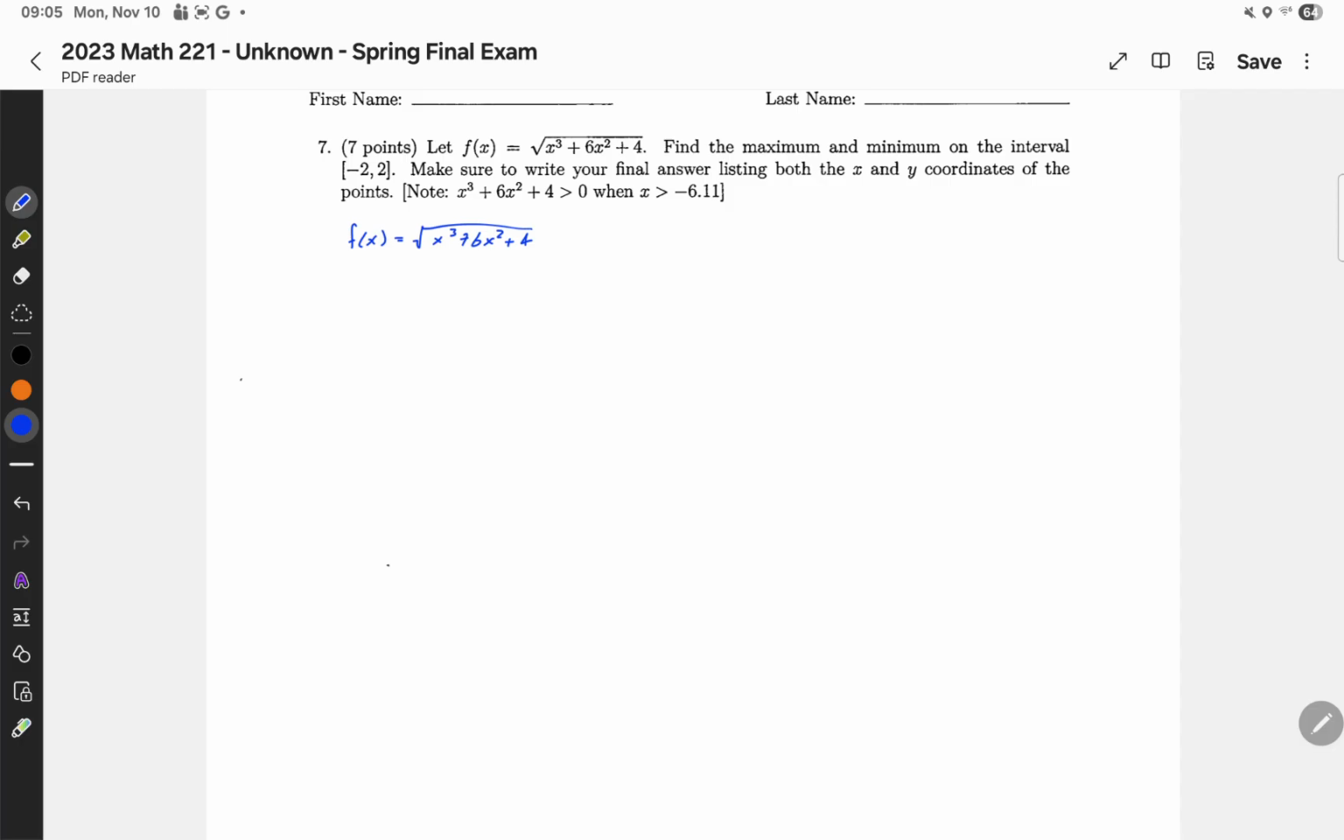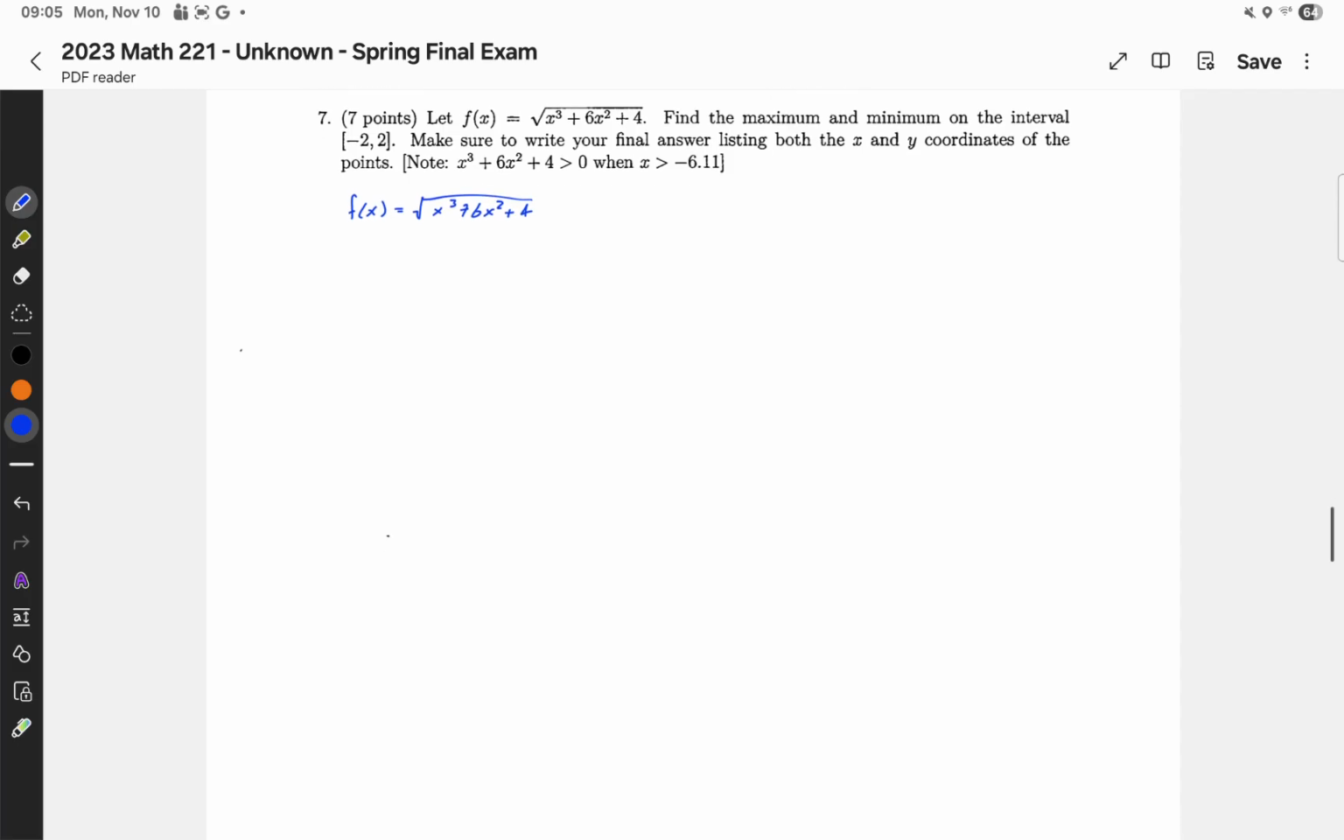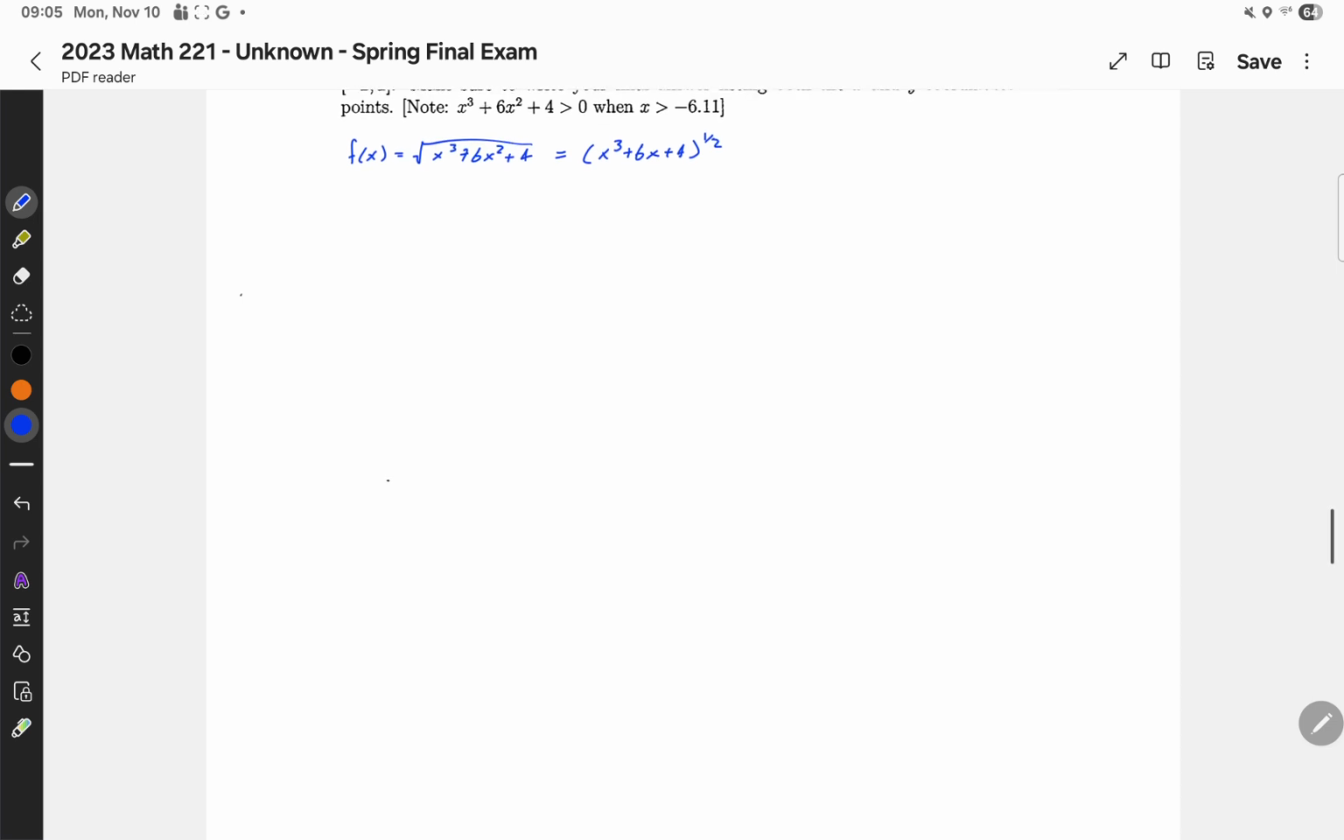Okay, and we also have this little note that I'm sure will be helpful, that x cubed, or the term on the inside, is always greater than 0 when x is greater than minus 6. So we don't have to worry about any weird discontinuities. So to solve this, first I'm going to rewrite this square root as x cubed plus 6x squared plus 4 to the 1/2 power. And so now I can use some chain rule to find the derivative.